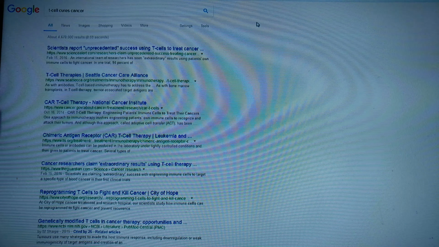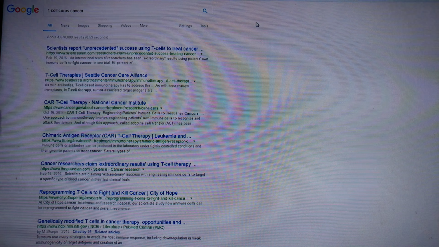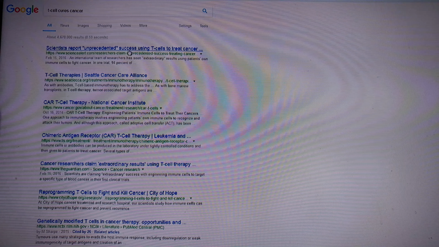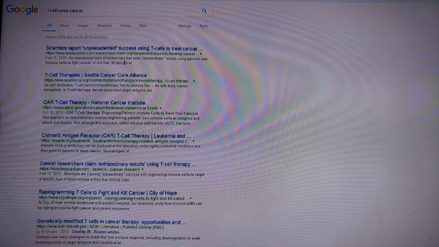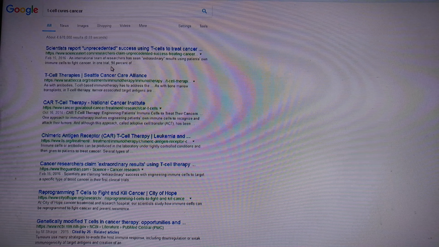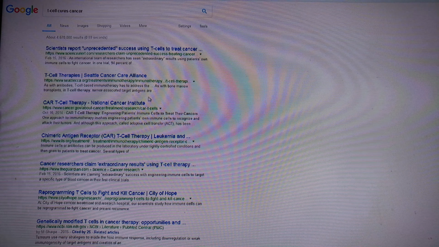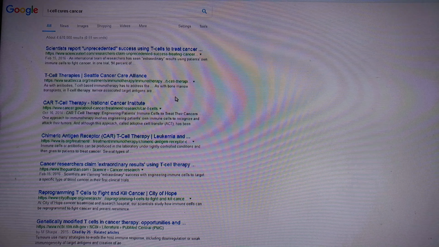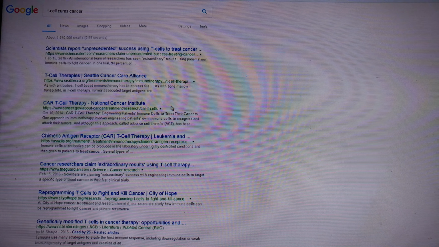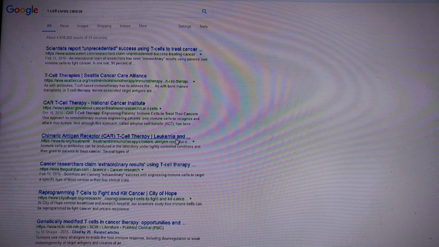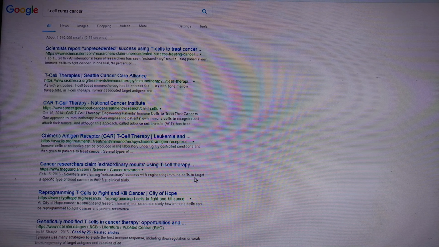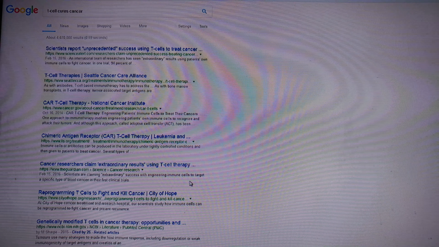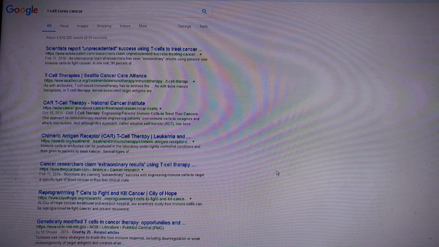Did a Google search on T-cell cures cancer. Scientists report unprecedented success using T-cells to treat cancer. Here we got in one trial, 94%. T-cell therapies, CAR T-cell therapy. That means chimeric antigen receptor T-cell therapy, leukemia, reprogramming T-cells to fight and kill cancer, genetically modified T-cells and cancer therapy.